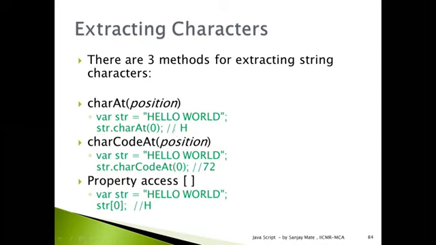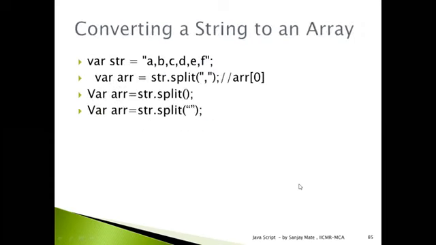If you want the ASCII code of that particular character, you can use charCodeAt and provide the index. So 72 will be returned, because the ASCII code of H is 72. One more: you can access this particular H with the array representation also. Here I am writing str[0], and it will return H. So these are the 3 ways you can get a particular character from the string if you know the index.